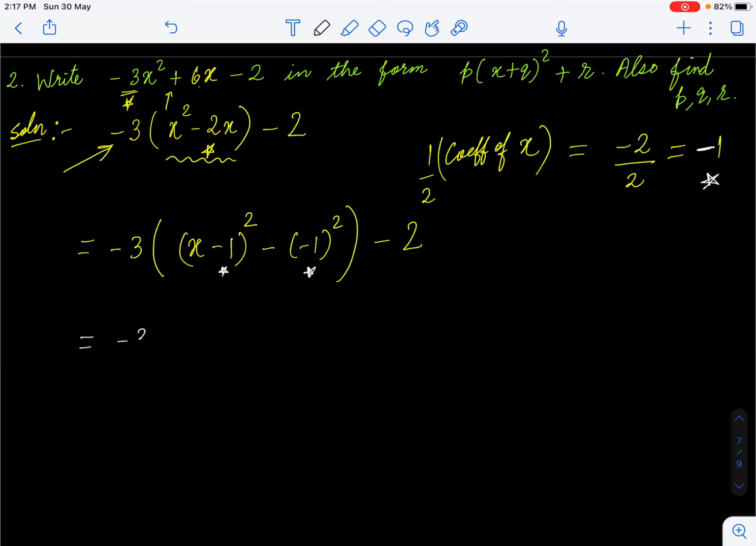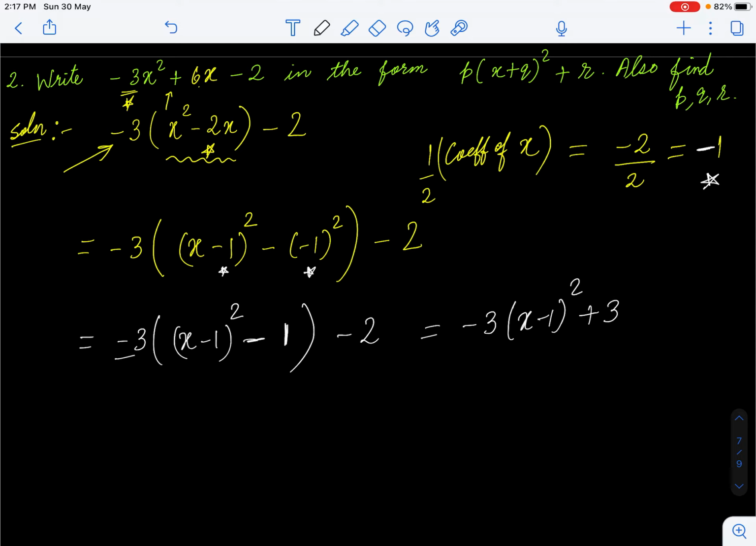Now let's simplify this quickly. So this will be nothing but x minus 1 whole square minus 1 square. Minus 1 square we discussed in last class also. This is 1 only. Minus 2. So which is nothing but, now we will multiply this. So this is minus 3 times x minus 1 whole square, and minus 3 times minus 1, it will give me plus 3. Be careful while doing these calculations. Okay, so this will give me final answer as minus 3 times x minus 1 whole square plus 1.